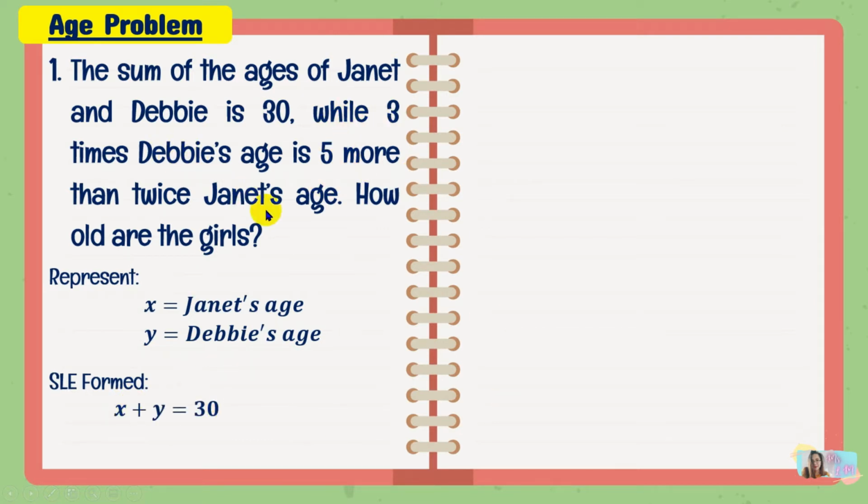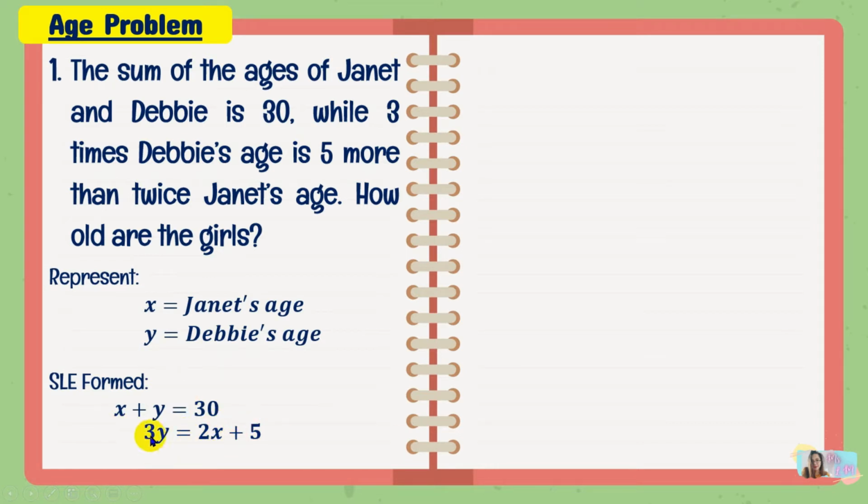Then, on our second statement here, 3 times Debbie's age. Alin po ba yung Debbie's age natin? Y. So when we say 3 times, we are going to multiply that by 3. And pag meron tayong is, equal po yun. Kaya magkakaroon tayo ng 3y is equal to 5 more than twice. 5 more than is addition. And then twice is multiply by 2. So ito po yung mafo-form natin na linear equation from the second statement. 3 times Debbie's age is 5 more than twice Janet's age.